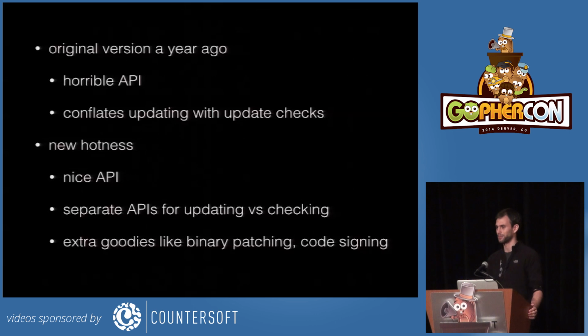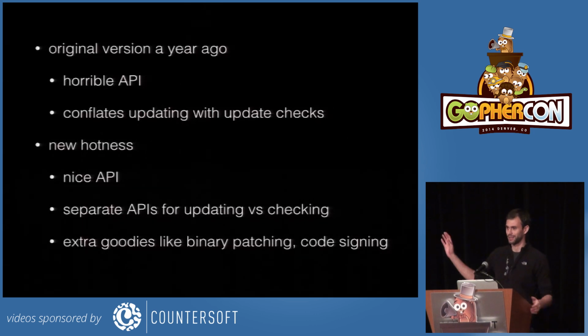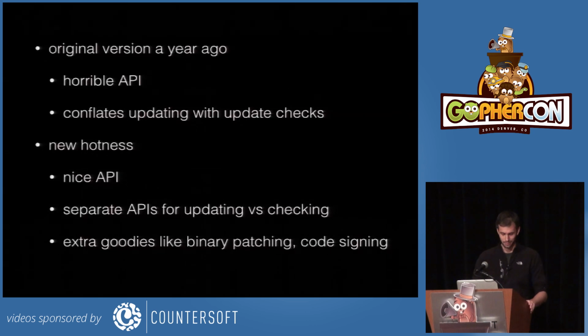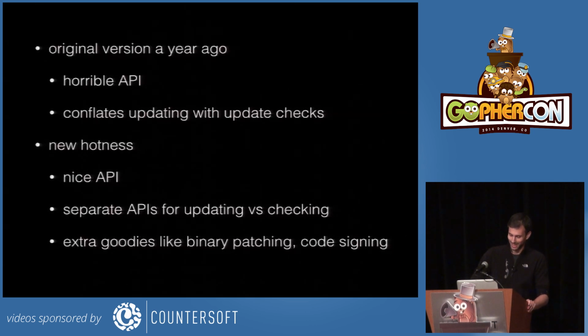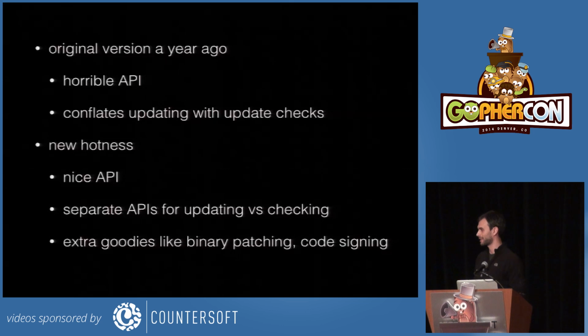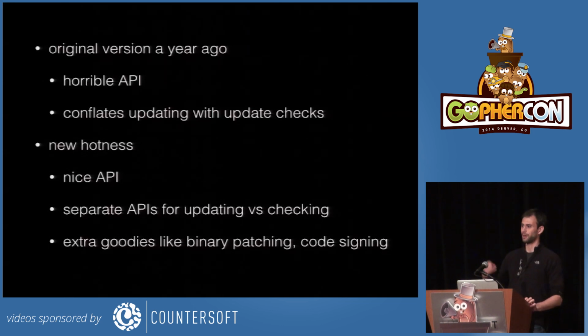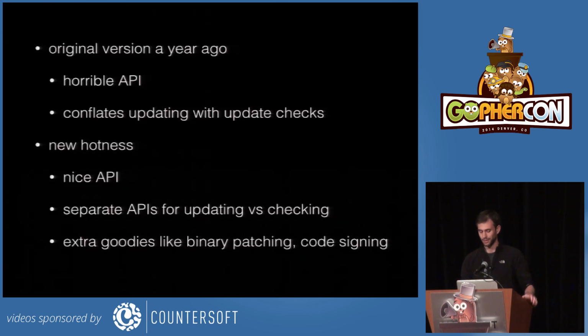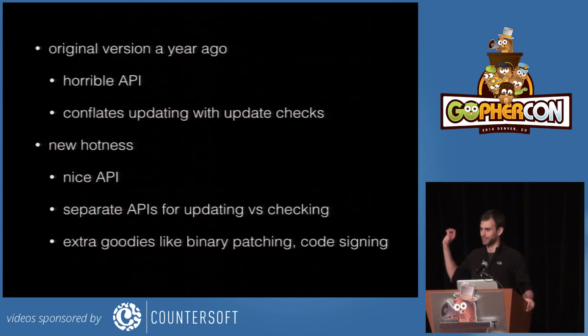The good news is I rebuilt it. So I pushed that code up today. If any of you depend on it, I'm sorry. I hope you vendored your dependencies. So the new one has a very nice API and separates out the original one's conflating of the process of, oh, I want to do an update versus how do I check for an update, and is there an update available? And then I added a bunch of extra goodies like binary patching and code signing.